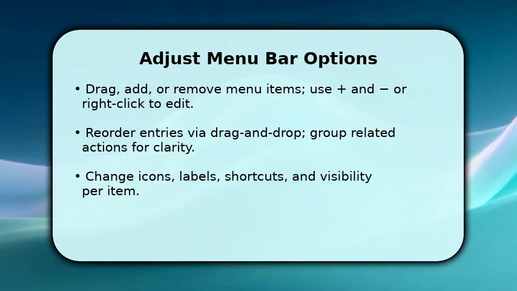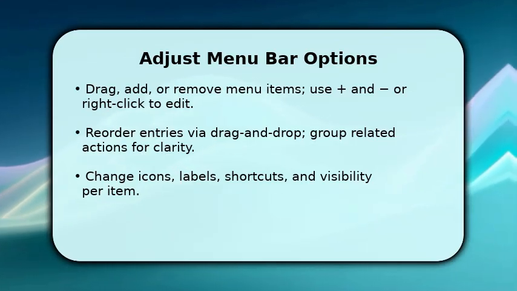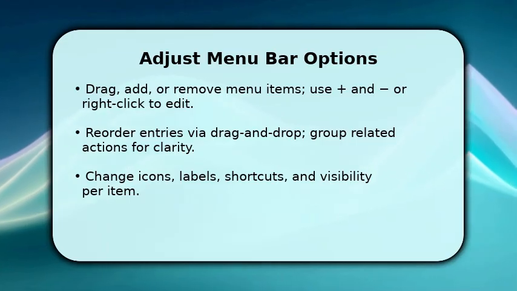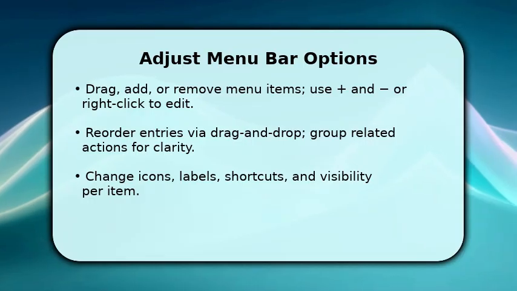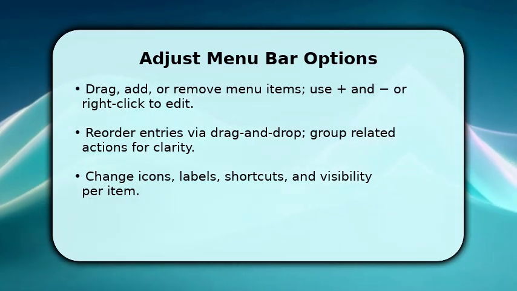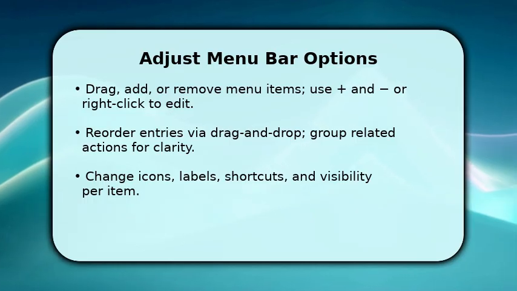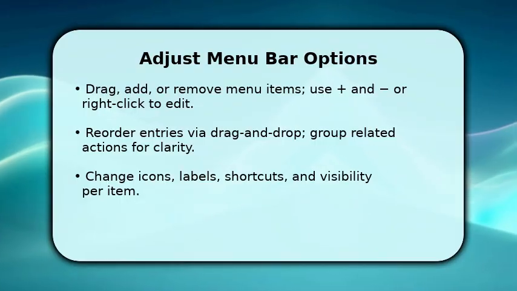Now you'll modify items. Add new entries using the plus button or context menu, remove unwanted items with the minus control, and drag to reorder them. You should rename labels and assign or change keyboard shortcuts so actions are discoverable. This improves speed and reduces errors. Once done, adjust icons and visibility settings for each item so the bar isn't cluttered. Make sure to save or apply changes before moving on.